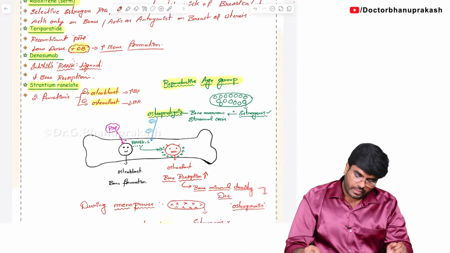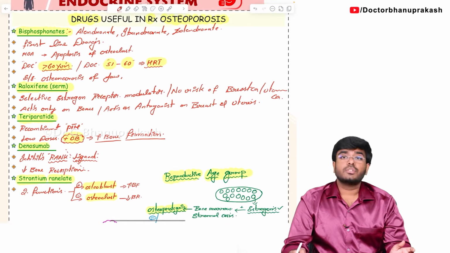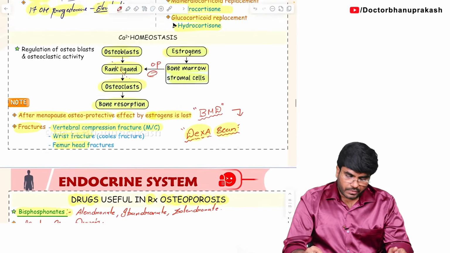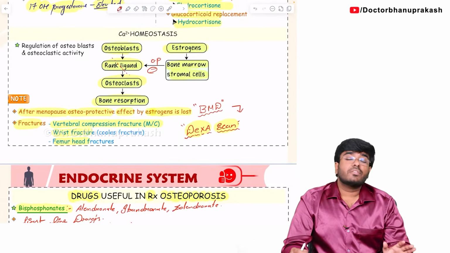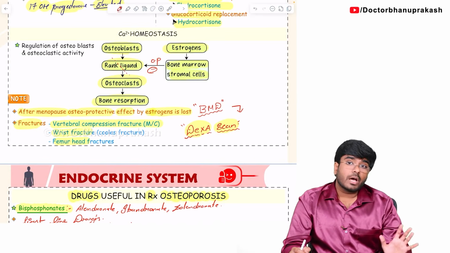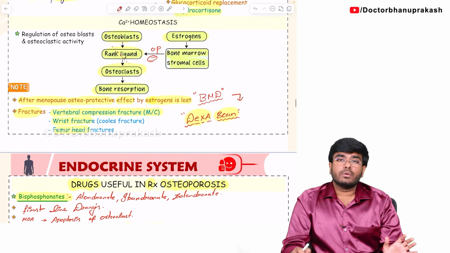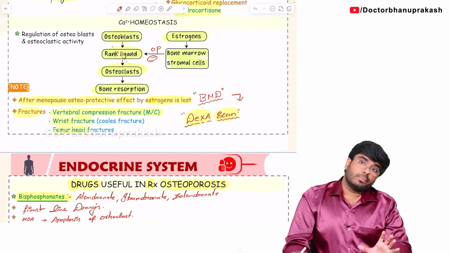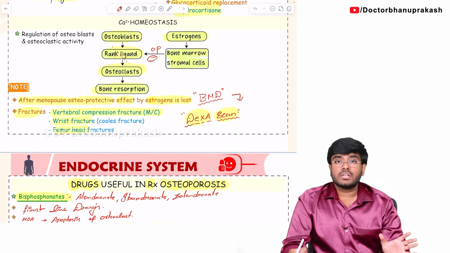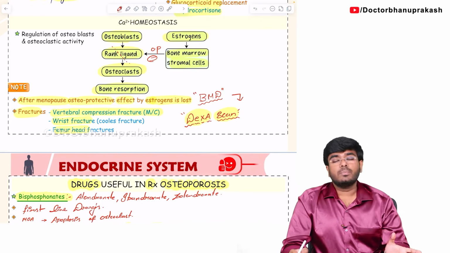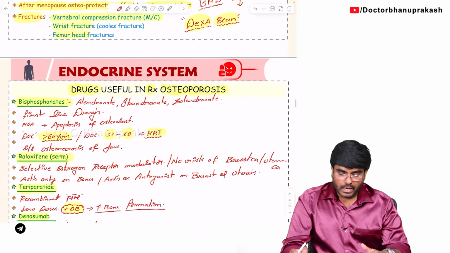Okay, so these are the different groups of drugs which can be used in the treatment of osteoporosis. With this, what have we completed? First, I explained the normal calcium homeostasis, the different hormones controlling the blood calcium levels. And in this part of the video, I explained how the hormones act on the bone: the parathyroid hormone and the estrogen, how they regulate the activity of the osteoblasts and osteoclasts, helping in bone formation and bone resorption, what happens after menopause, and the treatment of osteoporosis also.